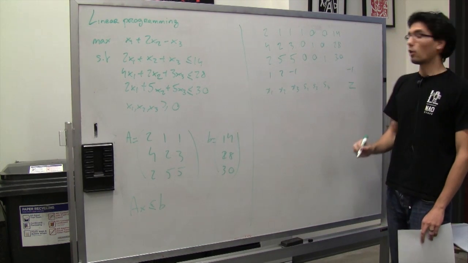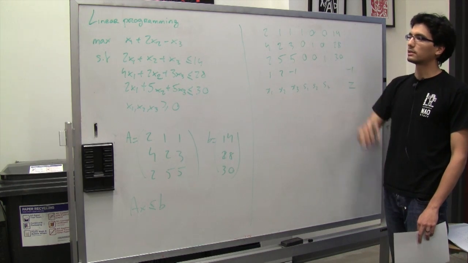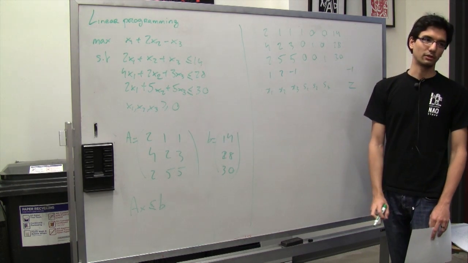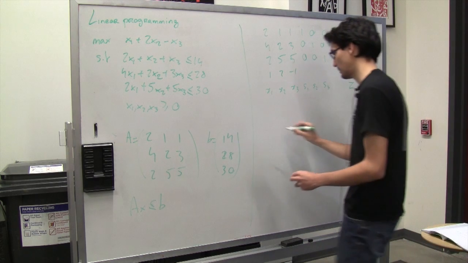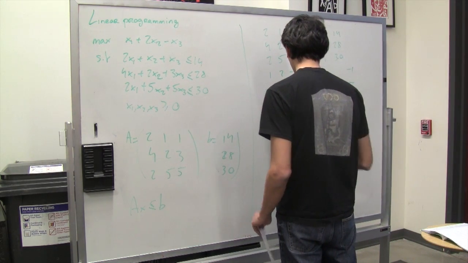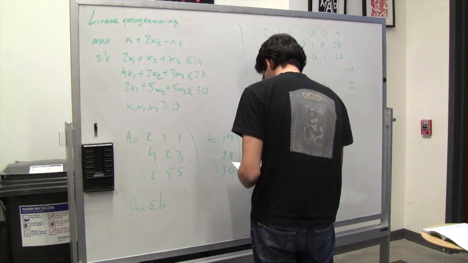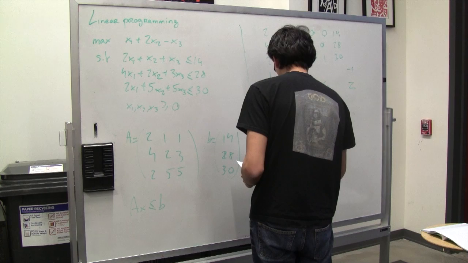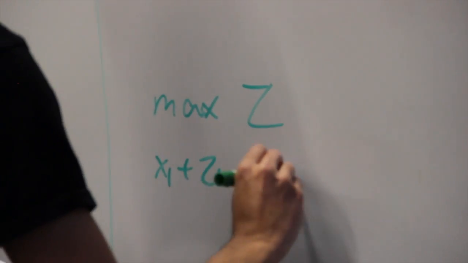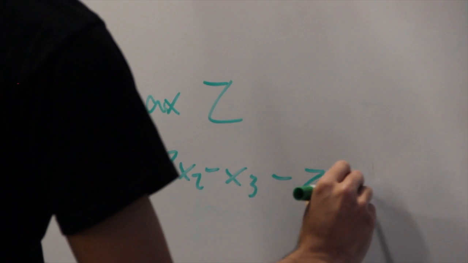So what I'm telling you is that you are not going to maximize x1 plus 2x2 minus x3. You are going to maximize a variable z, and you are going to add a constraint, which is x1 plus 2x2 minus x3 minus z equals 0.